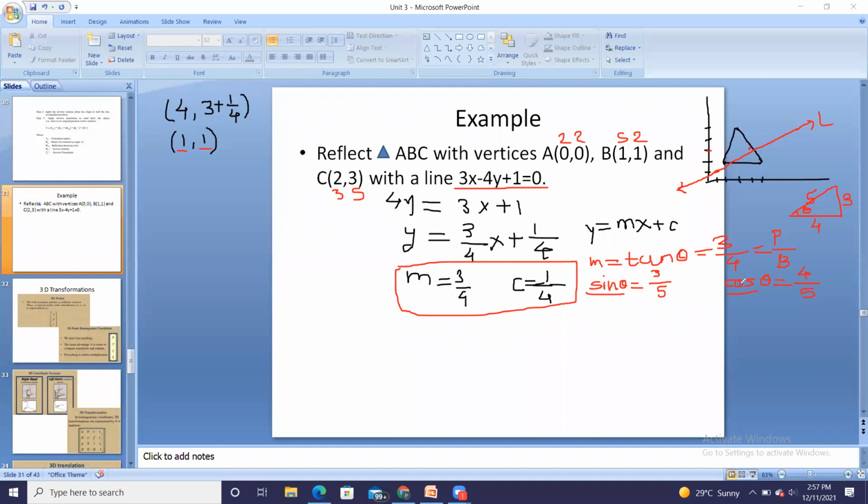Why do we need that? Because we want to rotate this line, isn't it? For that only sine theta and cos theta are required. Getting this? So what we have now is this C, that is the intercept. This intercept is on the y-axis. So what are the coordinates of this point? Can you tell me?